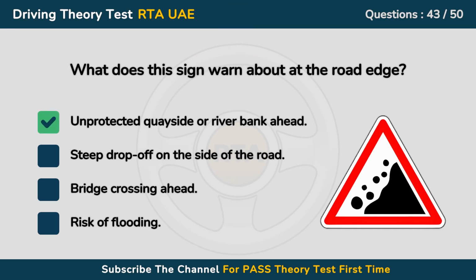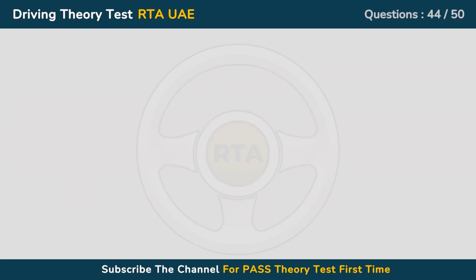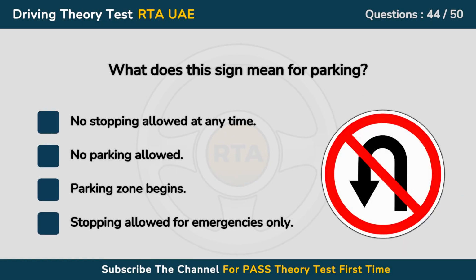Answer is A. Unprotected quayside or riverbank ahead. This warning sign indicates an unprotected quayside or riverbank ahead, meaning there is a risk of falling into water if a vehicle deviates from the road. Drivers should be extremely cautious and maintain distance from the edge. Question 44. What does this sign mean for parking?